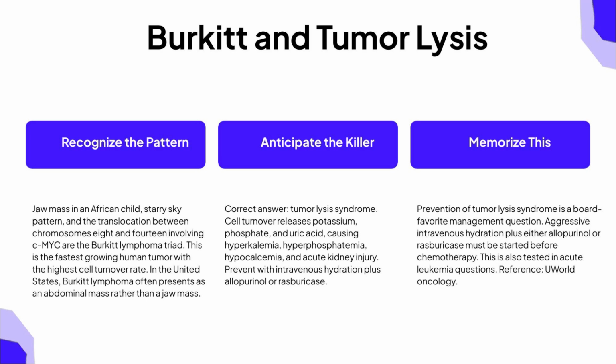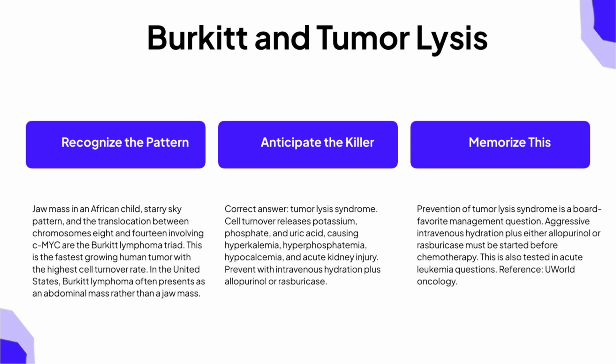The correct answer is tumor lysis syndrome. Burkitt has the fastest cell turnover of any human tumor. When chemotherapy hits, cells rupture and dump potassium, phosphate, and uric acid into the blood, causing hyperkalemia, hyperphosphatemia, hypocalcemia, and acute kidney injury. Prevent it with aggressive intravenous hydration plus allopurinol or rasburicase.